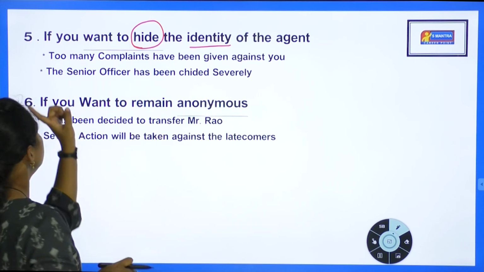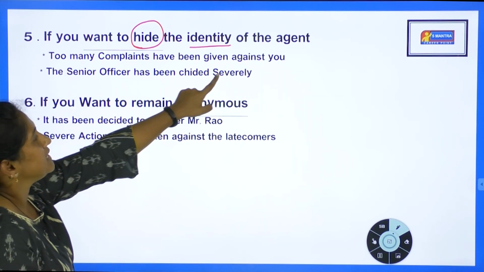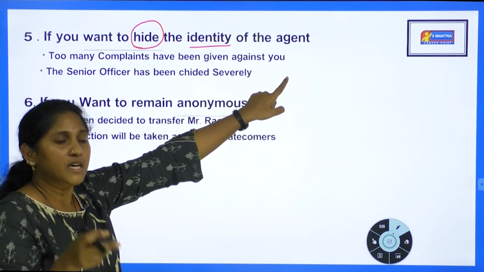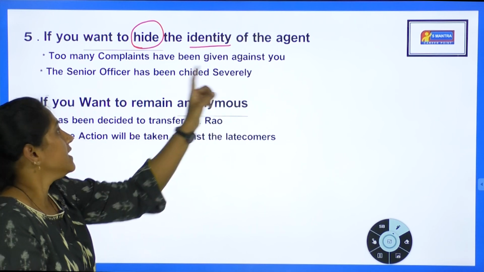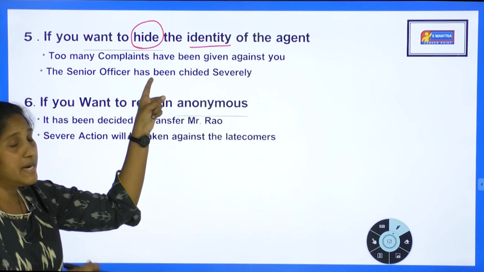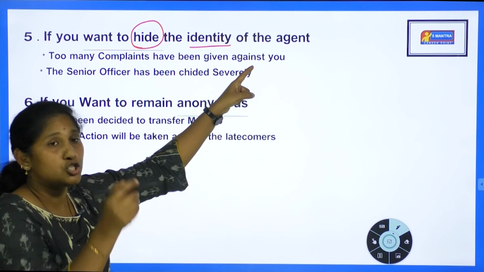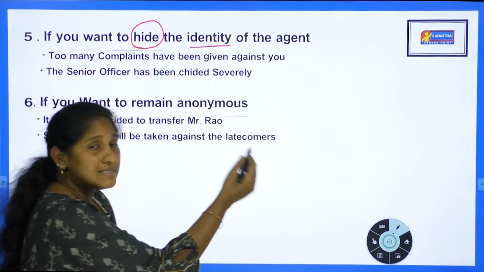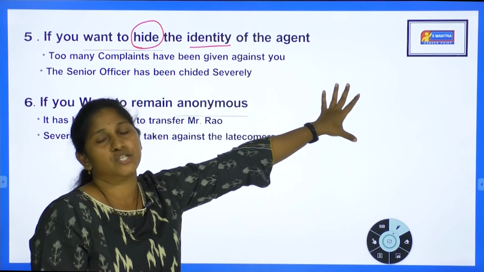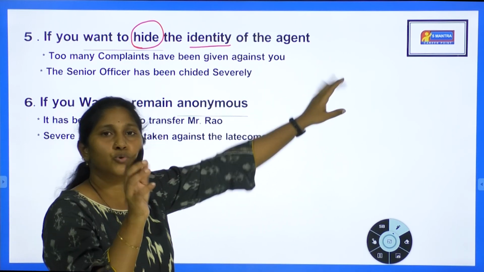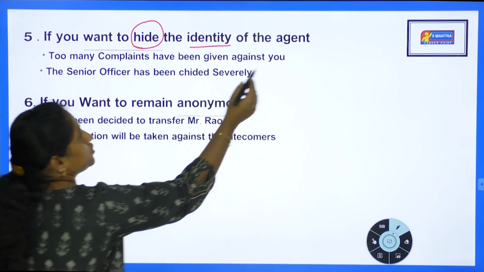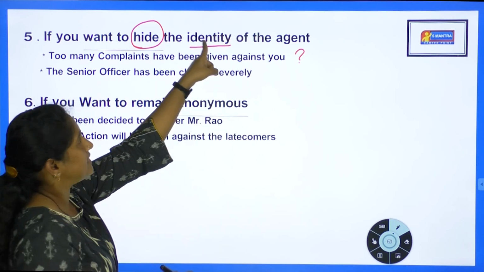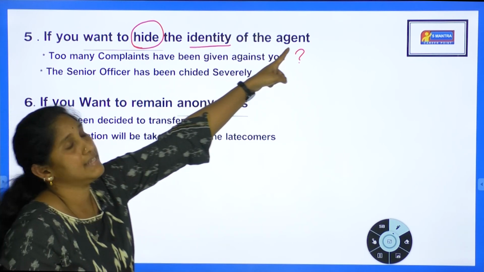For example, too many complaints have been given against you. Okay, you are the speaker, your friend is the listener. In that case, too many complaints have been given against you. You are telling your friend, but by somebody, that somebody's information, the agent's information, you don't want to mention. You want to hide the identity of the agent.